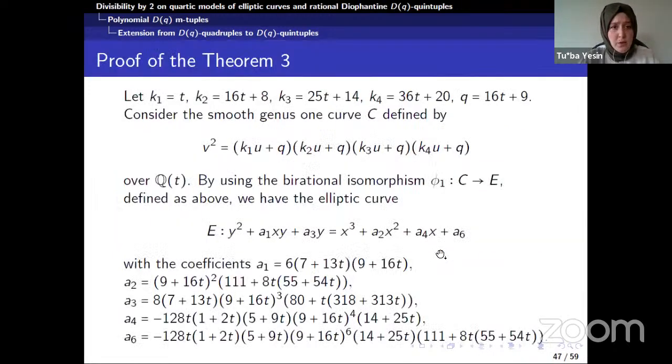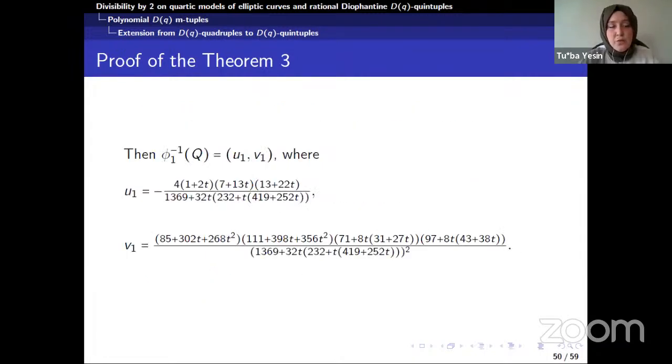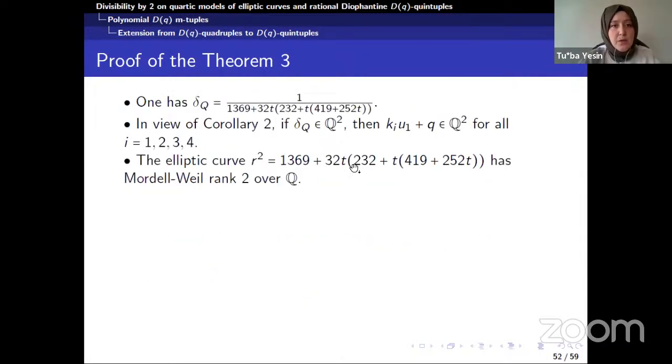Okay, I will skip the proof of this one because mainly we are using it to find this delta q. Here we found this delta q. This should be a square. So in view of Corollary 2, if this is a square, then we can get an extension from a quadruple to a quintuple. But how can we satisfy that? How can we say this is a square? That means the denominator must be a square.